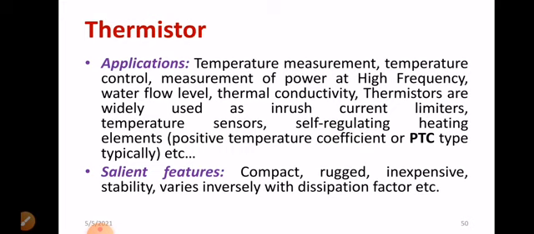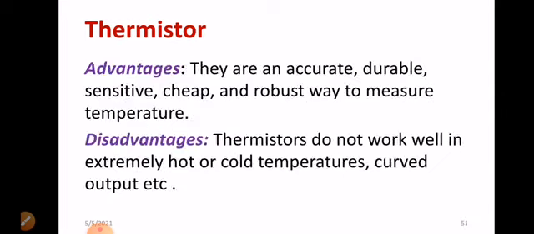What are the salient features of thermistors? You can read them. First, it is compact, obviously, and the construction is rigid and rugged. It is cheap and inexpensive, and regarding stability, it shows better stability even at higher and lower temperatures. Also, it varies inversely with respect to the dissipation factor. These are the salient features of a thermistor.